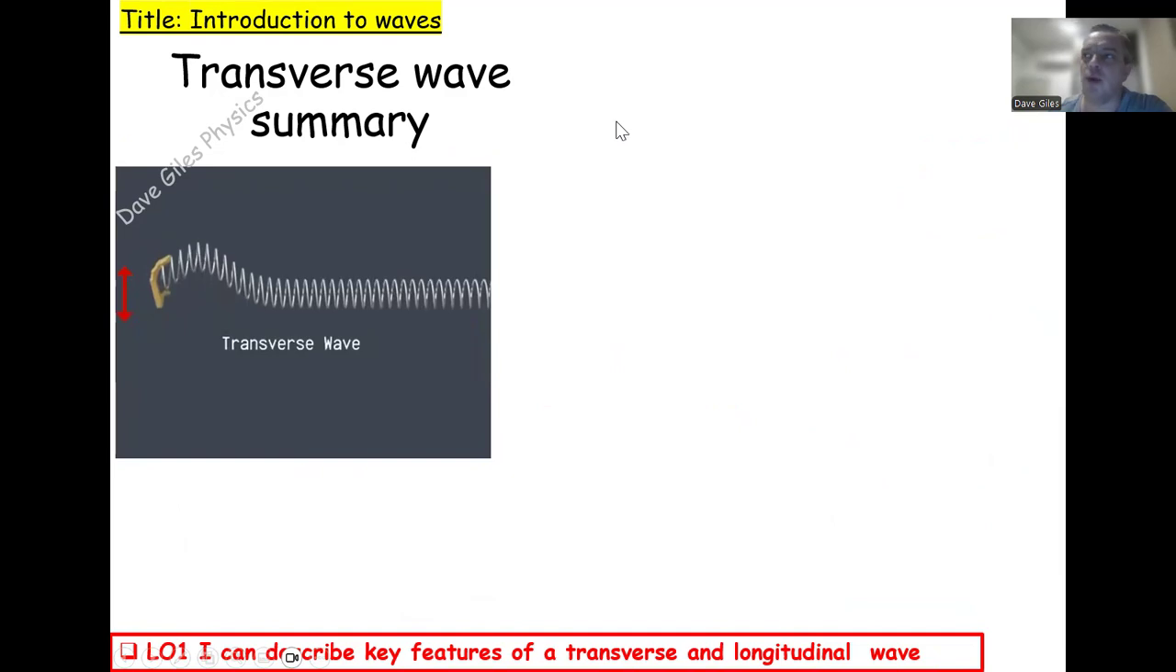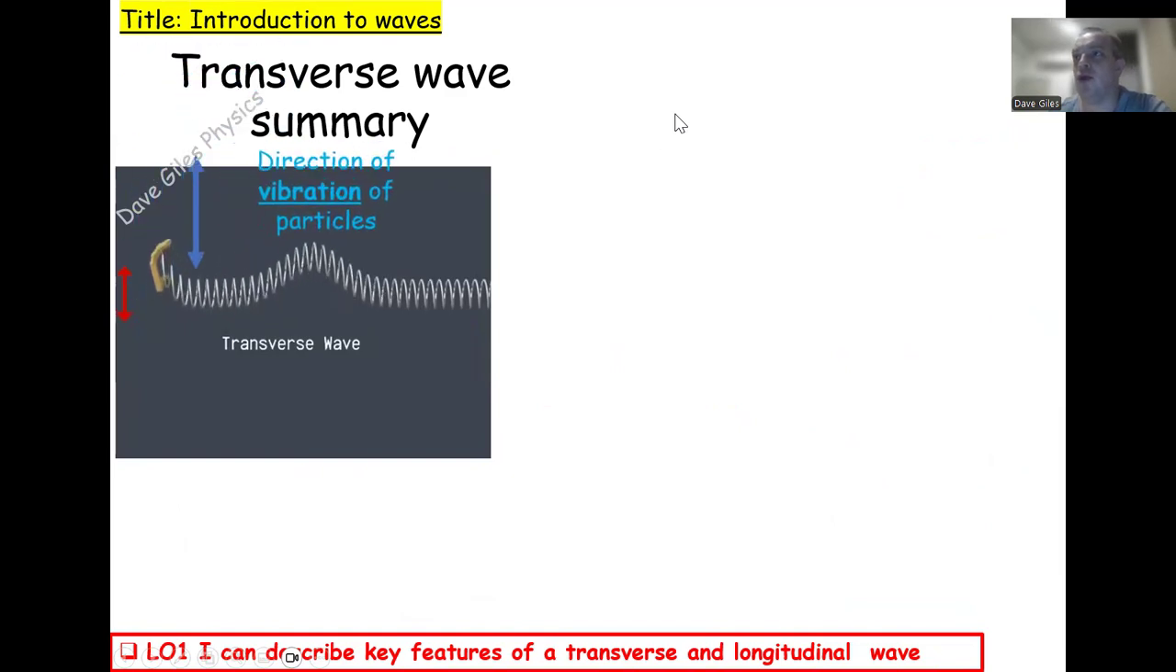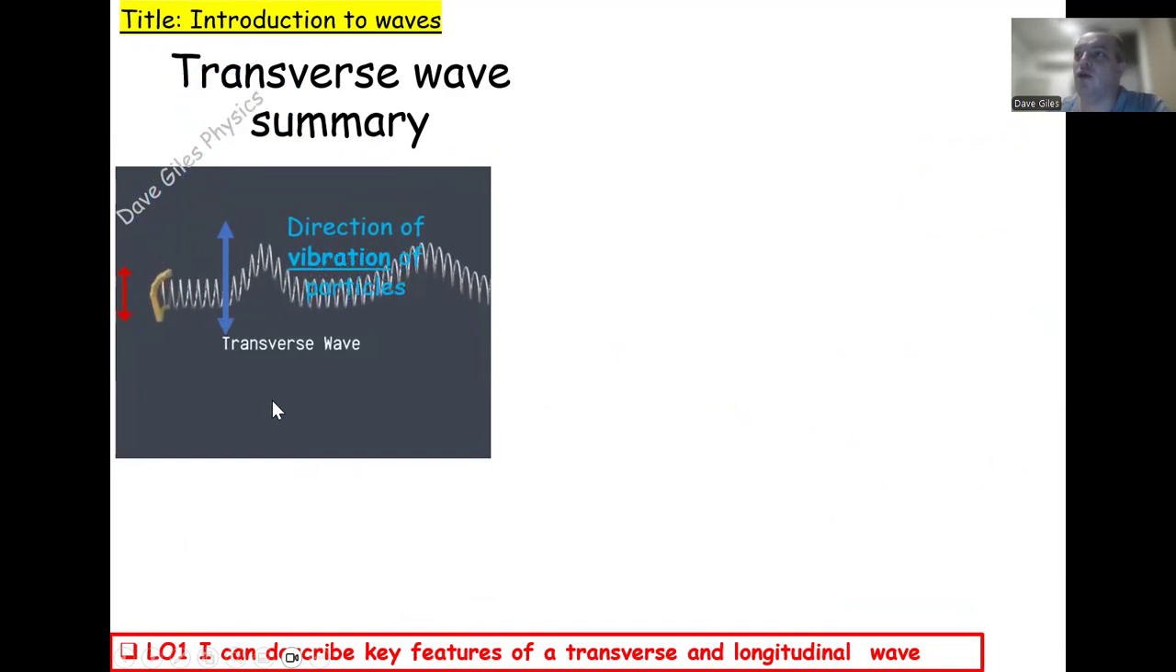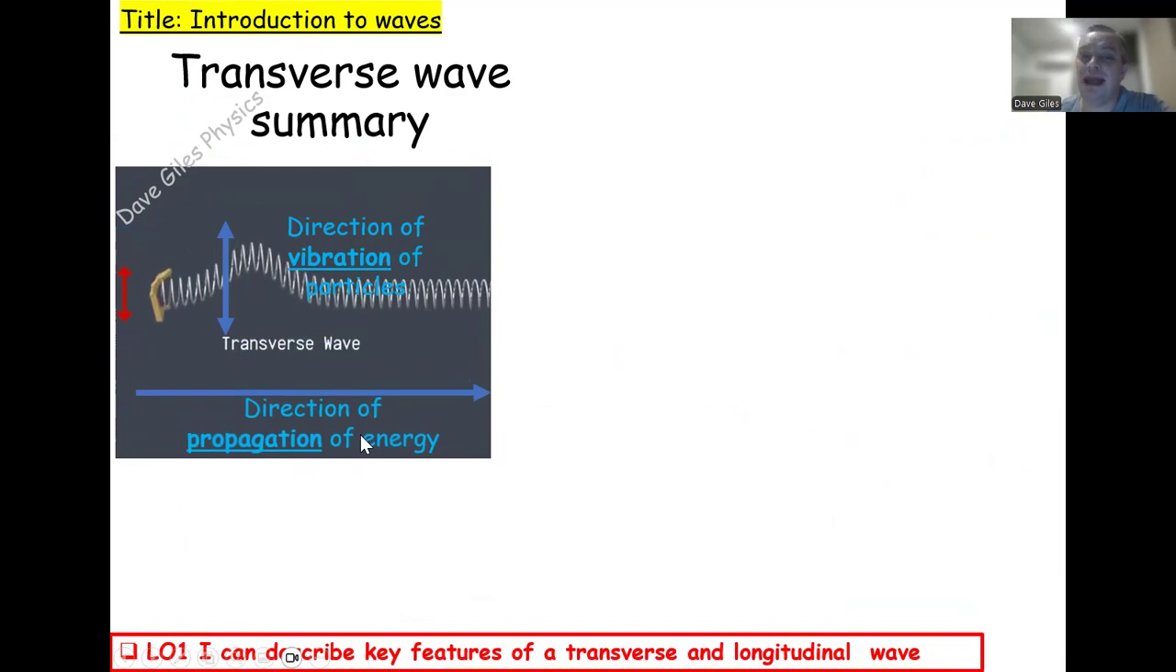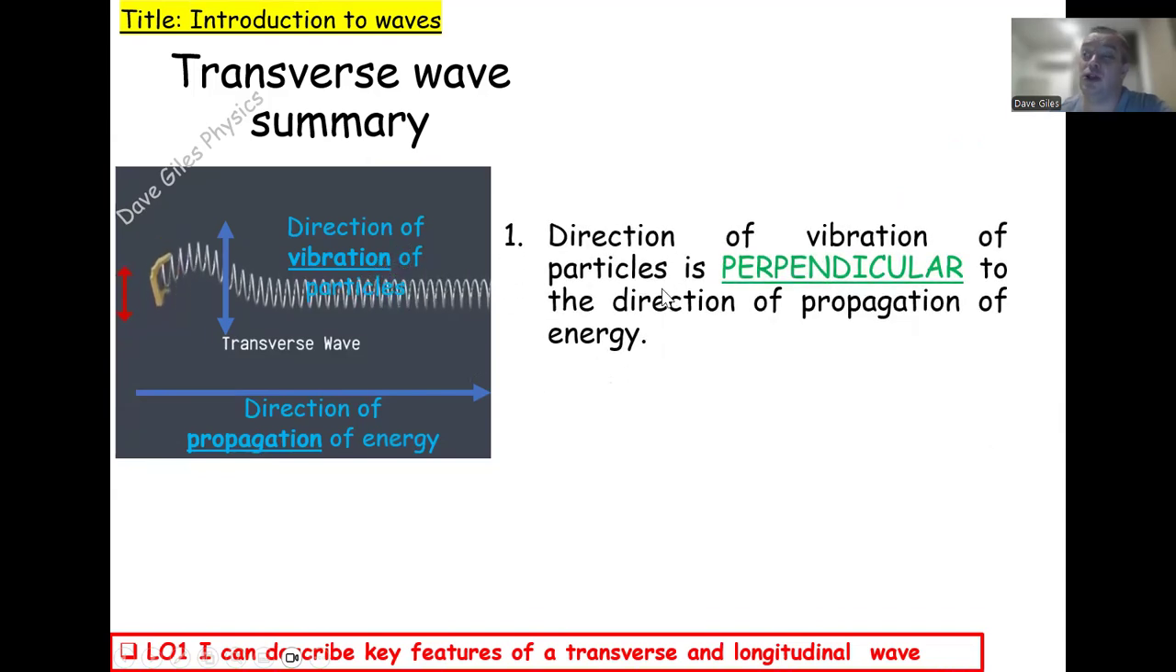So, little summary, transverse wave summary first. So the direction of the vibration of particles is up and down here, but the direction of propagation, that is basically the direction that the wave is moving, is at 90 degrees to the direction of the vibration of the particles. Or like I say, it doesn't always need particles. The direction of vibration of the particle is perpendicular to the direction of energy transfer.